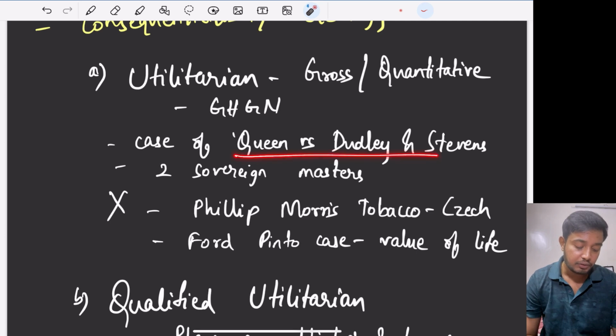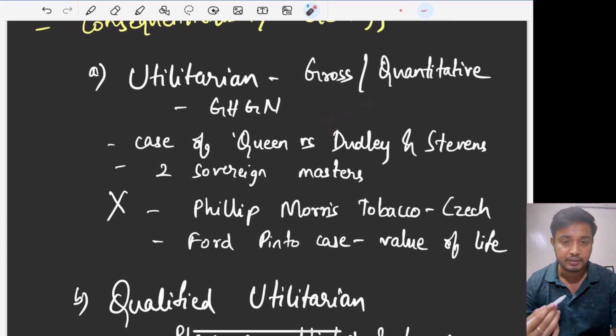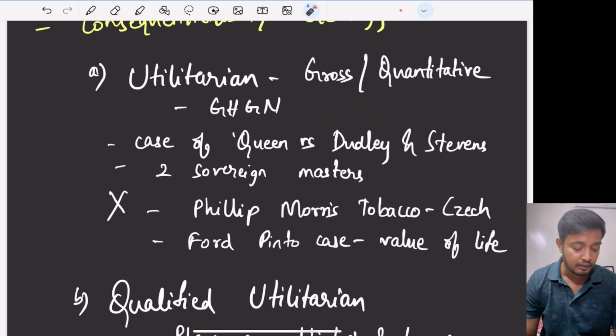You can use this case of Keene versus Dudley and Stevens. Basically, if you watch Michael Sandel's lectures, he talks about this actual scenario which happened in real life in 16th or 17th century England, where a voyage was undertaken, and they are the captains or something. Some mishap happens, and when they are trying to survive on the boat, there is a sick boy who has fallen sick due to seasickness or something, and they are already starving.